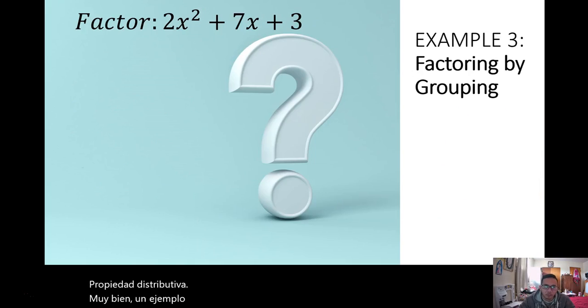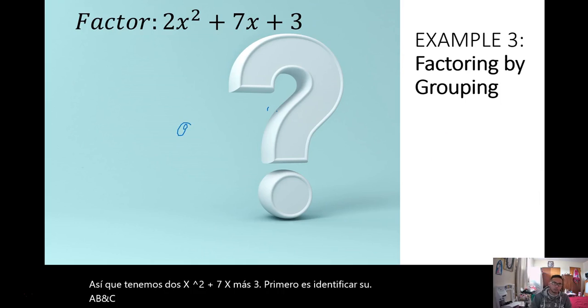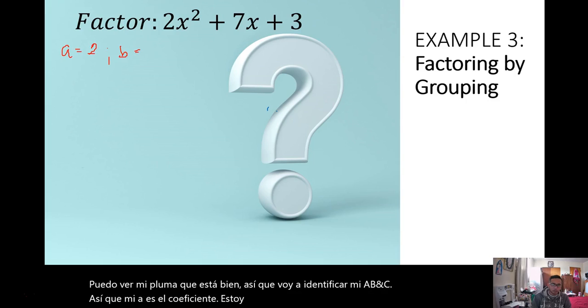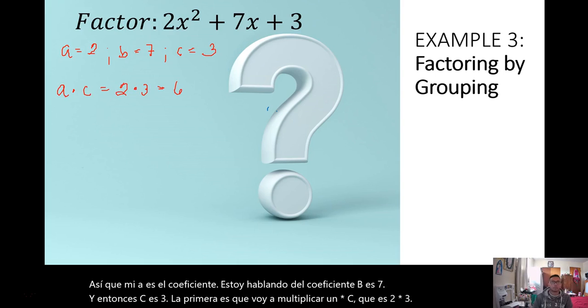Let's see. So we have 2x squared plus 7x plus 3. First is identify your a, b, and c. So my a is the coefficient. I'm talking about the coefficient. b is 7, and then c is 3. First, I'm going to multiply a times c, which is 2 times 3, which is equivalent to 6.